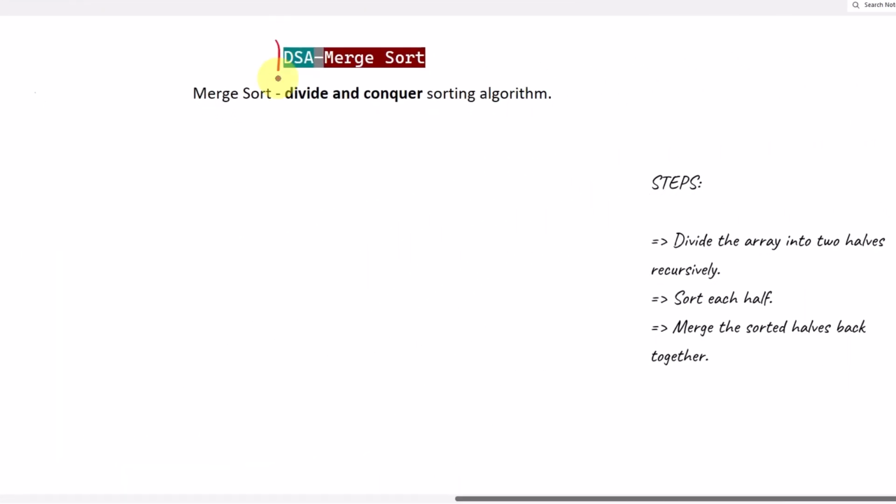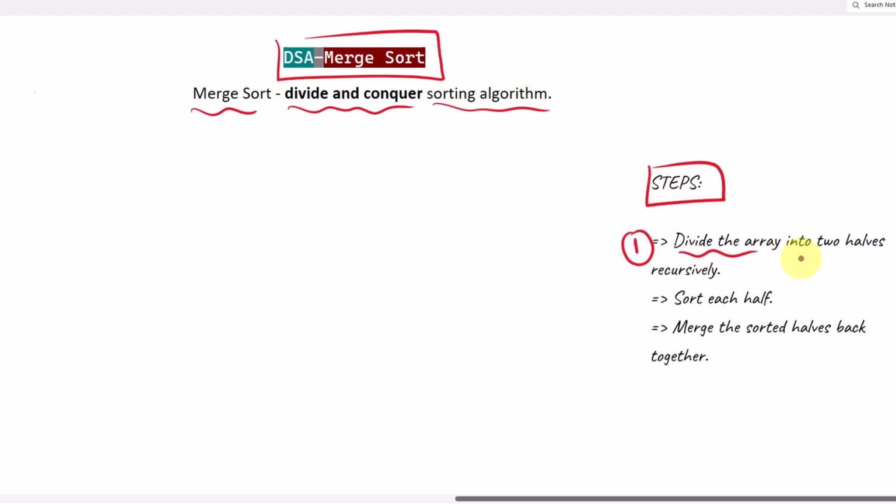So let's just talk about the merge sort algorithm. Merge sort is a divide and conquer sorting algorithm. That means in this algorithm, first of all, we divide the array into two halves recursively, and then we sort each of the halves. And thirdly, we merge all the sorted halves back together. So in merge sort, we just follow these simple steps.